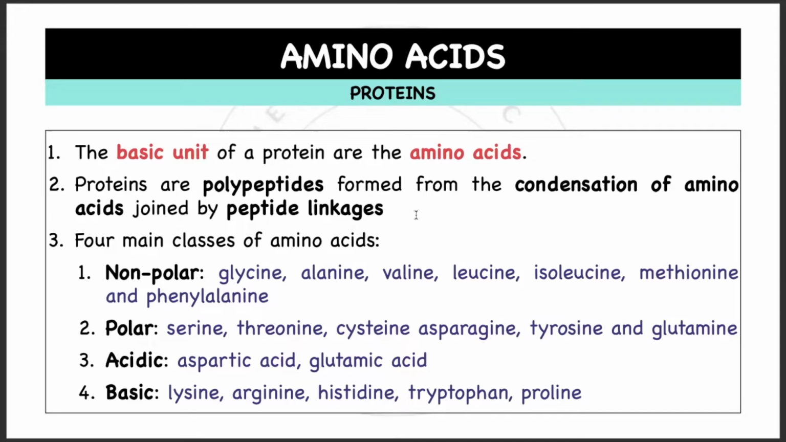And there are four classes of amino acids. You have the non-polar, polar, acidic, and basic. And the acidic and basic group falls under electrically charged amino acids, with the acidic being negatively charged and the basic group being positively charged.